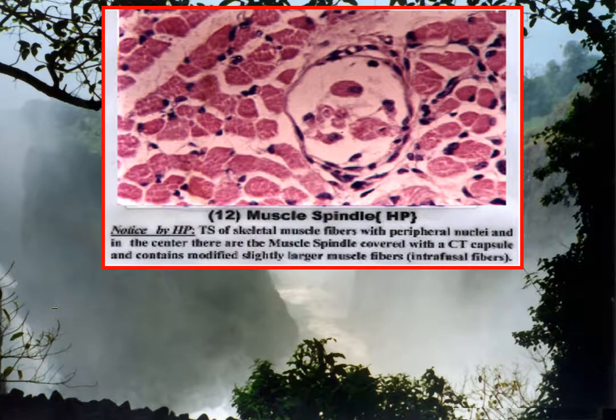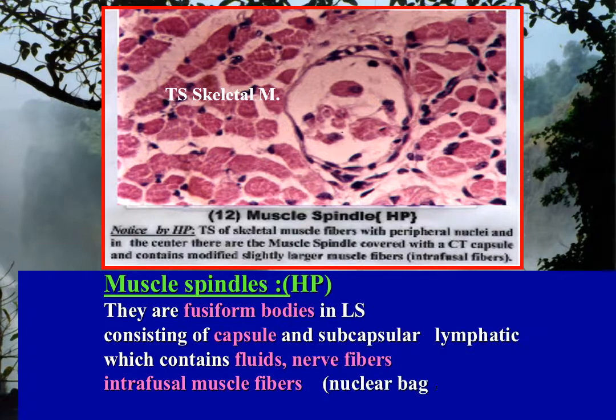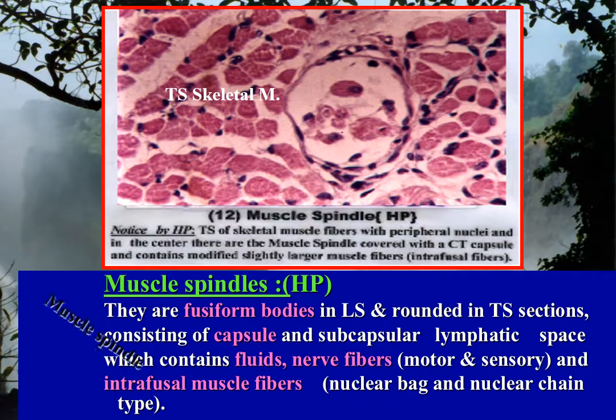Muscle spindles, high power, transverse section of skeletal muscle fibers showing peripheral flattened nuclei, and multiple small bodies scattered between the muscle fibers. They are the muscle spindles, each consisting of a capsule, a subcapsular lymphatic space which contains fluids, nerve fibers, both motor and sensory, and intrafusal muscle fibers of various types.